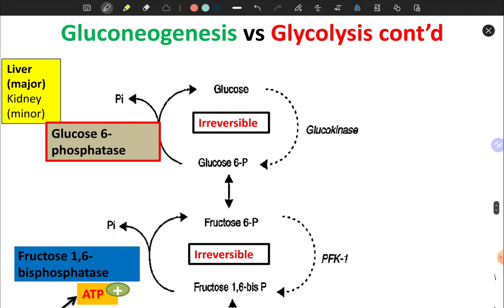ATP is used to convert glucose to glucose 6-phosphate. This step is irreversible.